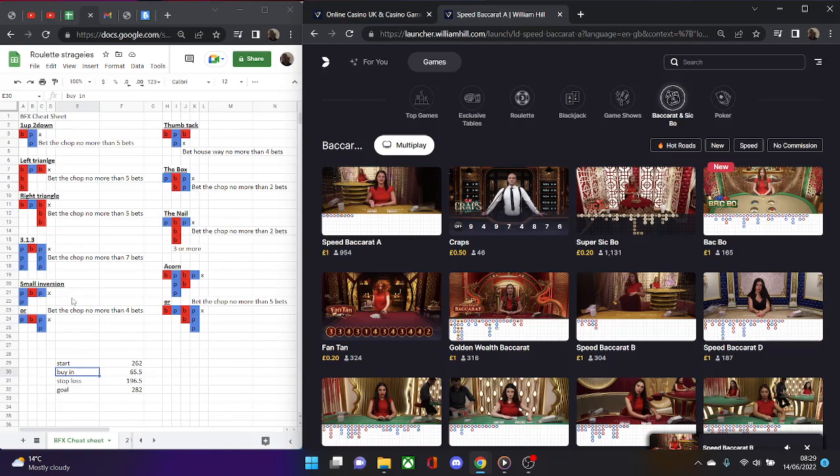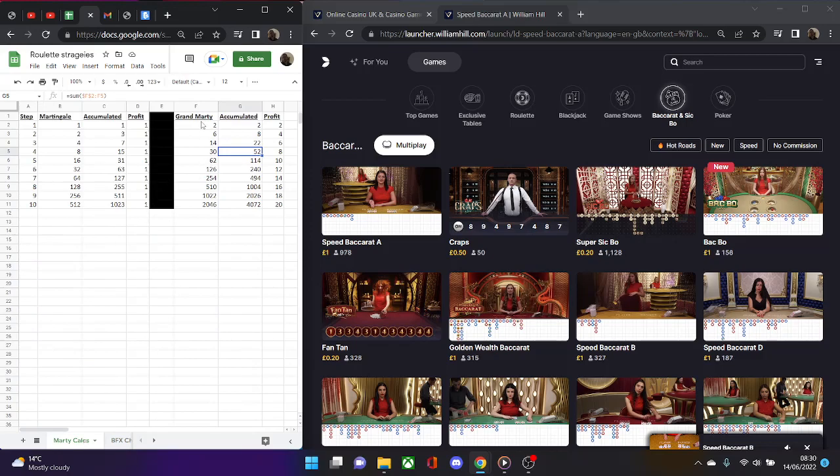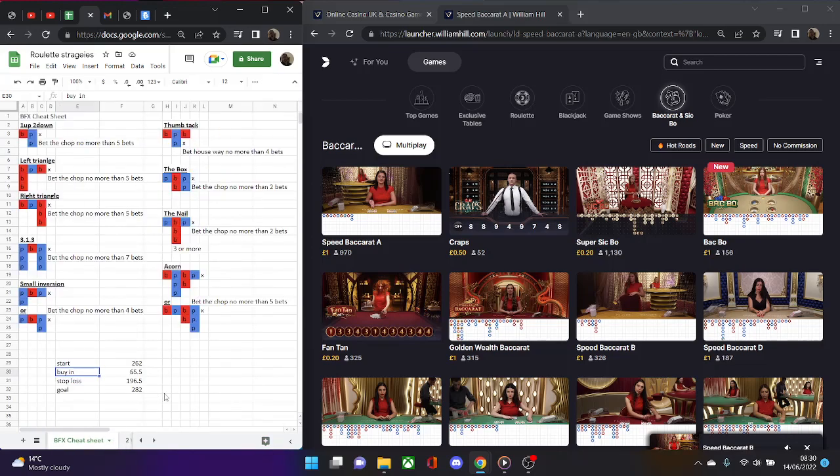What I am going to play this morning is the small inversion and the thumbtack. I'm just going to work from the lobby and dive in and out of shoes as I see the triggers developing. I haven't got a starting balance of 262 because I just won a bet when I realized the video wasn't recording, so currently at 264, but I've divided that by 4. 262 divided by 4 is a buy-in of £65. A four-step super Martingale with a base bet of 2 is 52, so that's what I'm going to do. Stop loss is there, and the goal is 10 units, which we are already on the way to achieving.